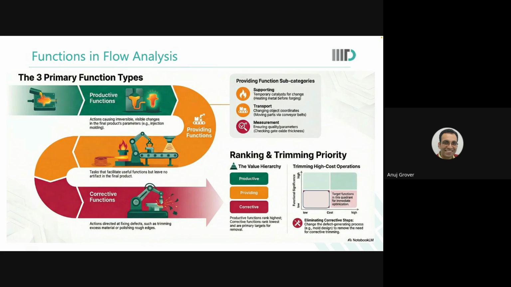So we had three categories of functions when we talked about function analysis for products. For products, they were basic function, additional function, and auxiliary function. For processes, we said that there are three kinds of functions again, but now they are of different type. First set of functions is productive functions. So what are productive functions?